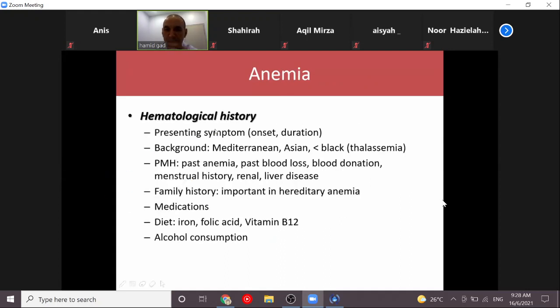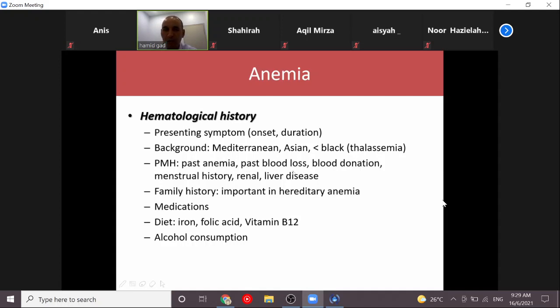In the history, there are specific points you have to look for, just very fast. Of course, when there are symptoms, you have to ask about onset and duration. The background of the patient is very important because there are specific regions in the world where there are more types of anemia, like thalassemia, which is very common in Southeast Asia. If a child here in Malaysia has anemia, many times you have to think of thalassemia or Mediterranean anemia.